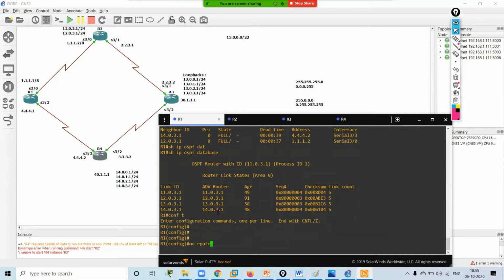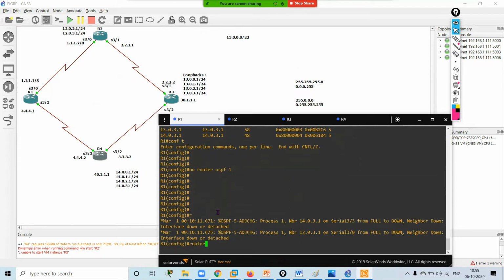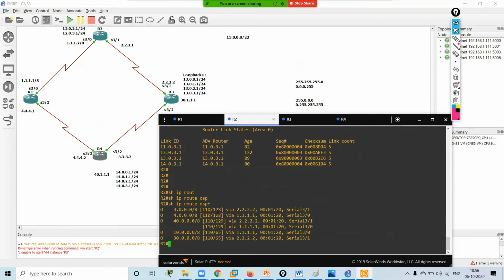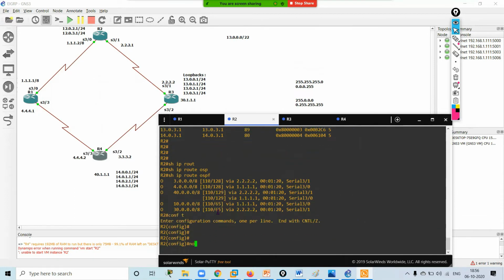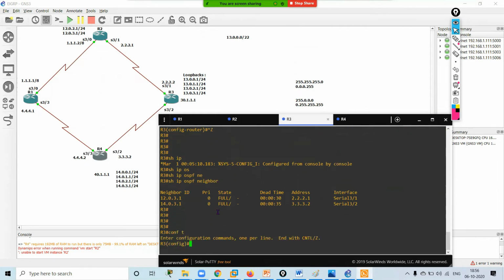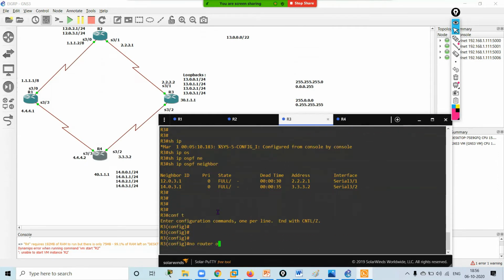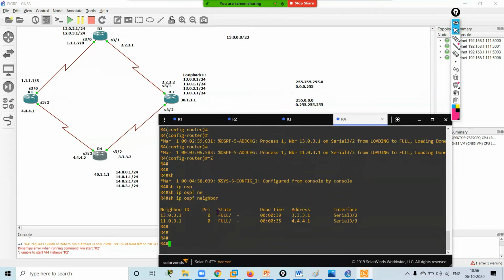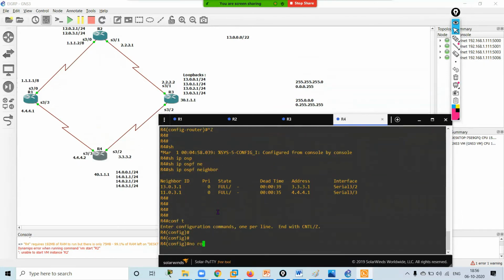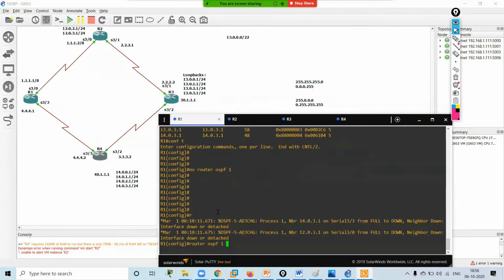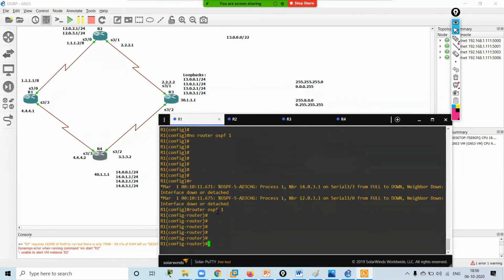No router OSPF 1. I'll remove it from all the routers. No router OSPF 1. Okay. Now on R1 I have to create OSPF 1 again.